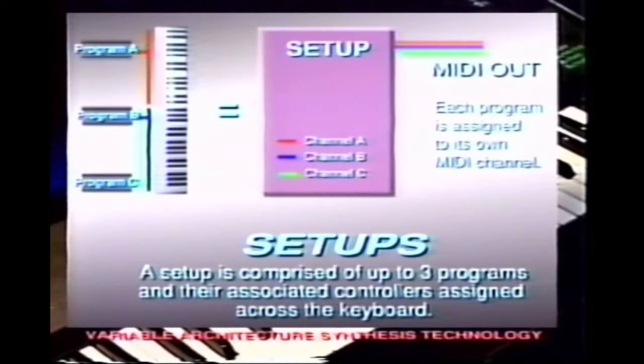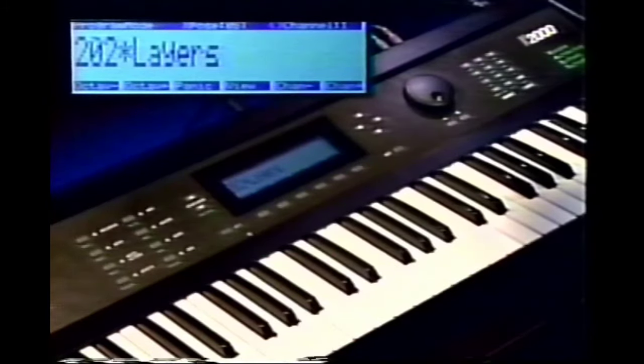In program mode, you can have three layers, but the local keyboard can only transmit on one MIDI channel at a time. But in setup mode, you can have three programs with up to three layers each and assign each program to a MIDI zone. This means you can create nine-layer timbres using three programs where each program transmits on a different MIDI channel. Of course, the K2000 can receive all 16 channels for multi-timbral playback.